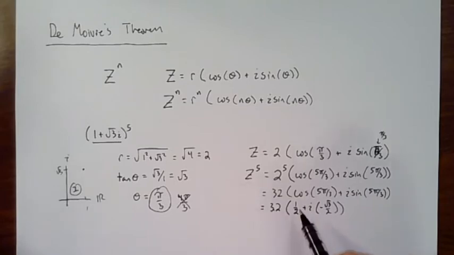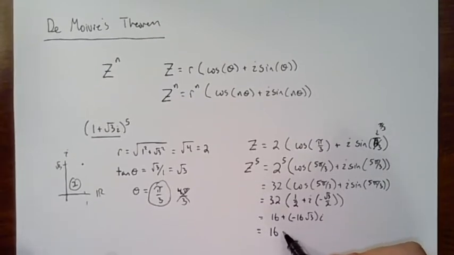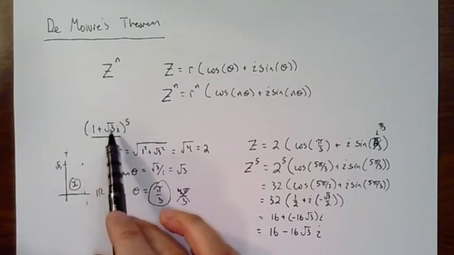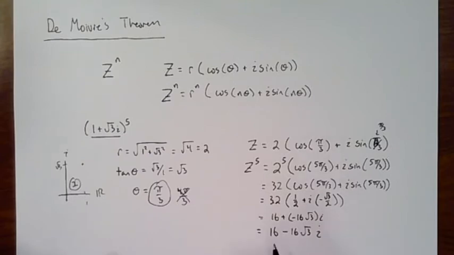So if we multiply 32 by 1/2, we get 16. And then when we multiply 32 by negative square root 3 over 2, the 32 and the 2 in the denominator reduce to a 16, but negative. And we'll bring our i over here. So to write this in the most basic form, 16 minus 16 root 3 i. So that number that's raised to the fifth power, 1 plus square root 3 i to the fifth, is equal to 16 minus 16 root 3 i.